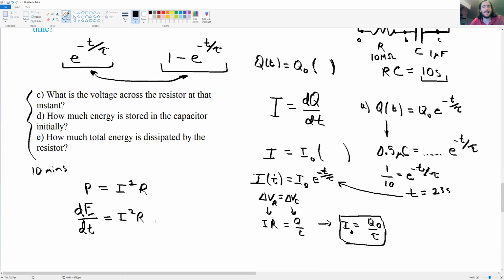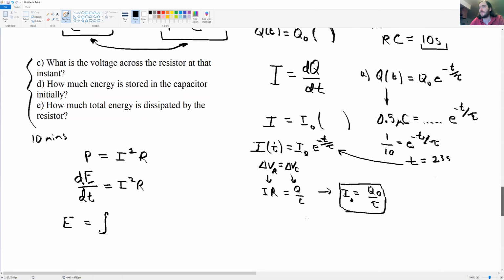Okay, so dE dt is I squared times R. R is a constant, I is not a constant. So you must integrate from 0 to 23 seconds. I squared, R can just pull right out of the integral, but I squared is a function of t.